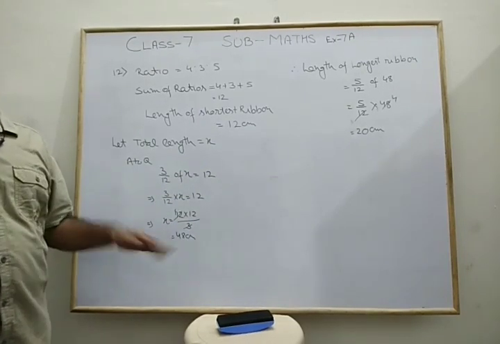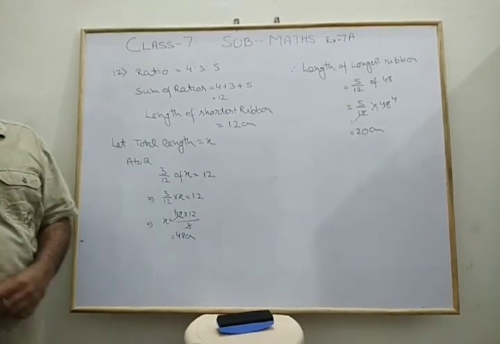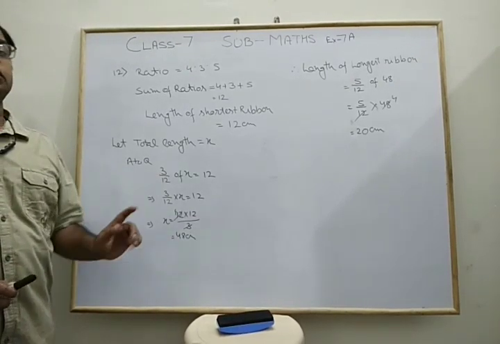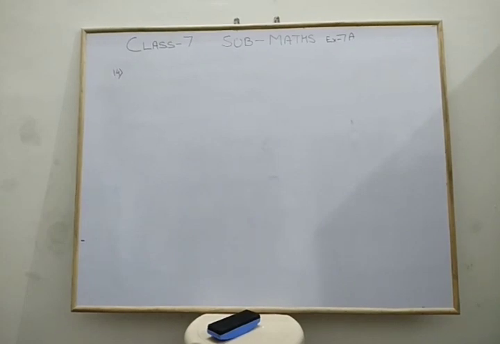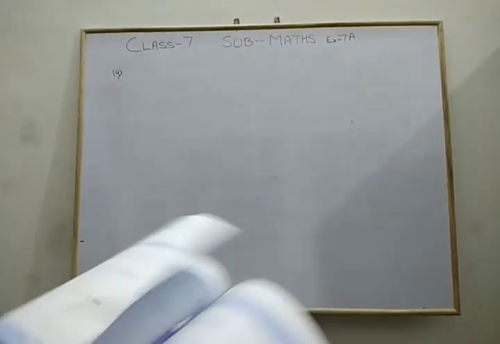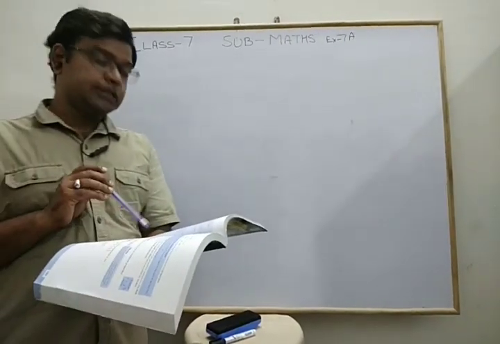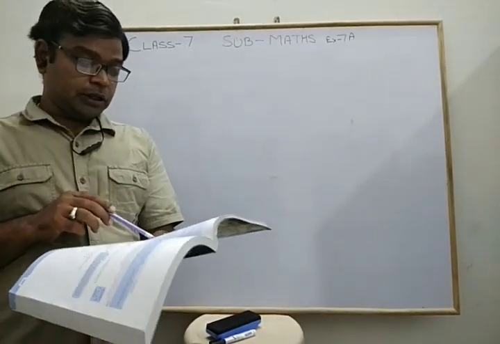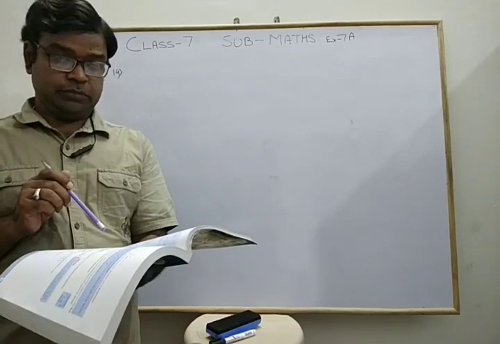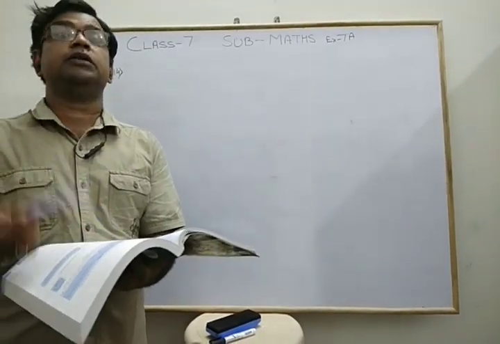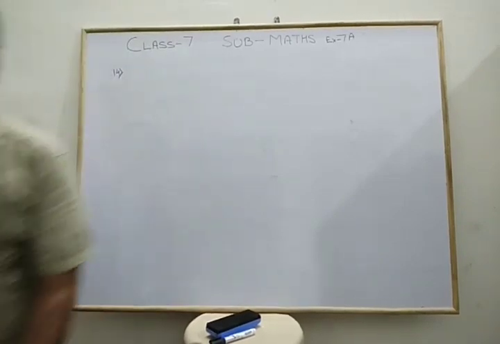Now we are moving to the next question, question 14, in exercise 7A. All of you must solve the complete exercise in your copy. In question number 14, it says that the height of a student increased in the ratio 2:3. The height at present is 140 centimeters. What is the new height? The question is asking the new height. So it's a very easy one.